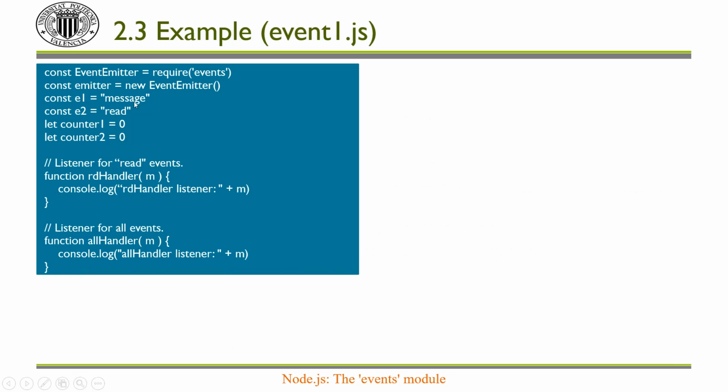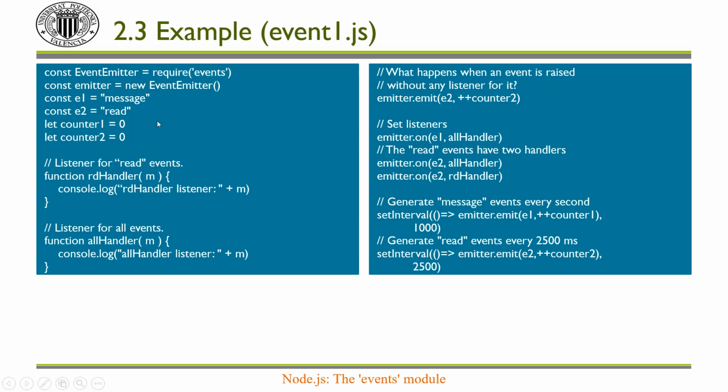Let's see a complete real example in this program. We are importing the events module, we are creating an event emitter, we are defining two event names, message and read, we have defined two global counters, 1 and 2, we are defining here a handler for the read event that simply shows this string on the screen, and this other function will be a listener for both events, message and read. And now here starts the emission of events.